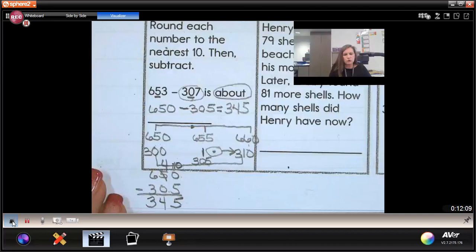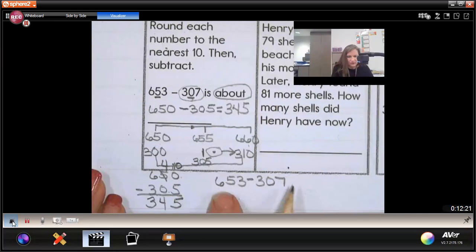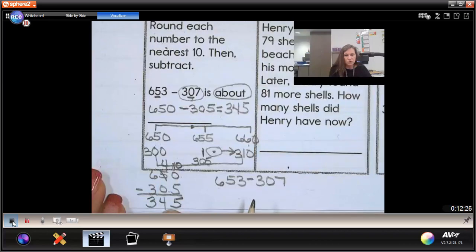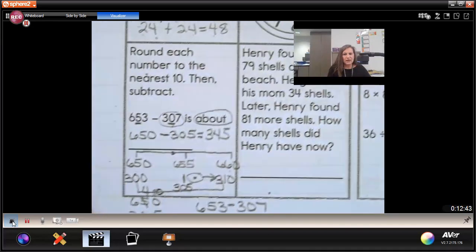Now, what I want you to do for your problem of the day or your discussion question, I want you to find the exact amount of the difference between 653 and 307. It should be close to the difference of 345. So let's see how you do on your subtraction for 653 minus 307. I'm going to look for your difference, okay? That's your discussion question for today.